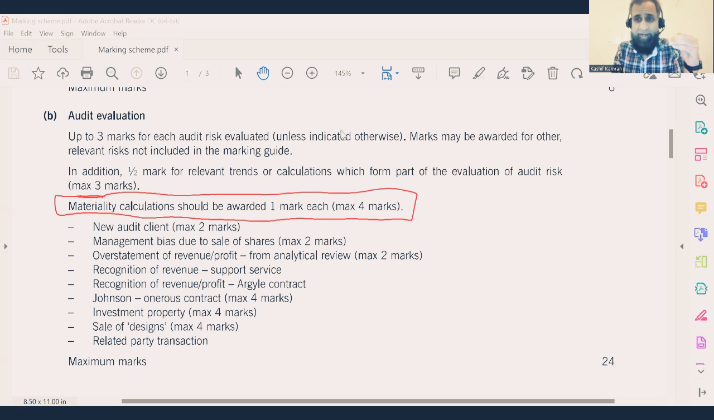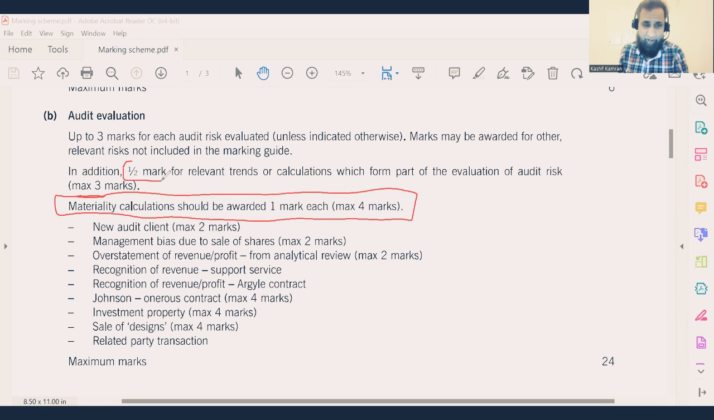But can I find more than 4 risks with 3 marks? How many risks with 4 marks can I find in the exam paper? How many risks with 3 marks can I find in the exam paper? 4 maximum. Is everyone clear? Because the materiality calculations are maximum 4 marks. Will I get extra half a mark?